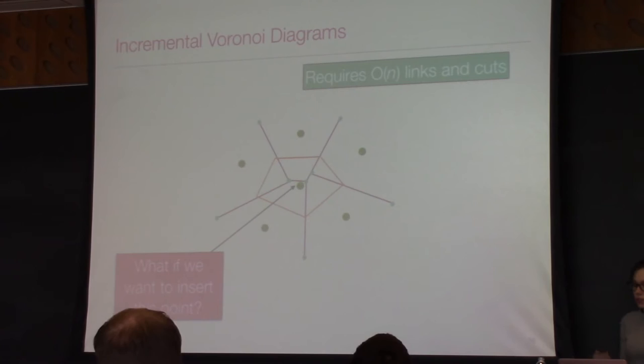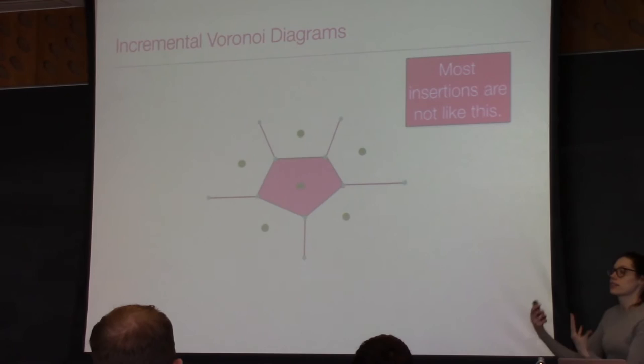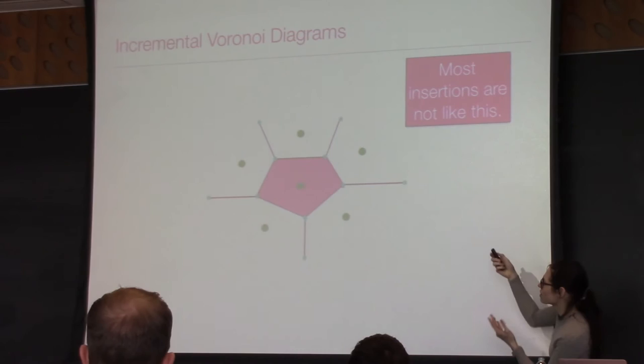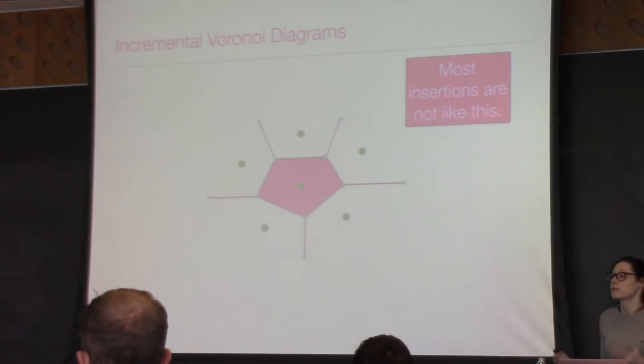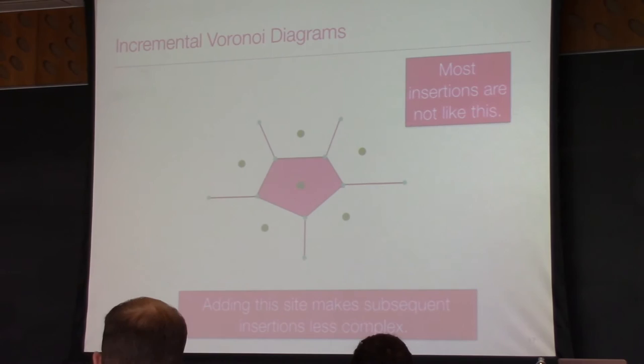The thing is, most insertions are actually not going to be like this one. For example, let's say you do this insertion, it takes a linear amount of changes, but if you wanted to try to force it again, you'd have to go to one side or the other, and you couldn't continue to add points in a way that they all take a linear number of changes to the structure. And in fact, adding this site will make the subsequent insertions less complex. So that's what we want to capture.